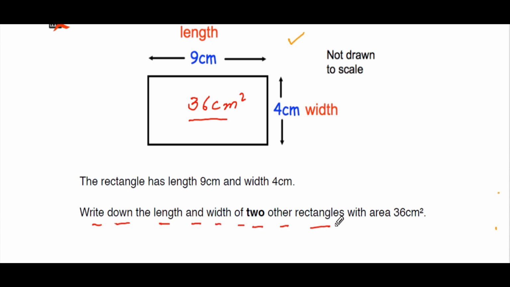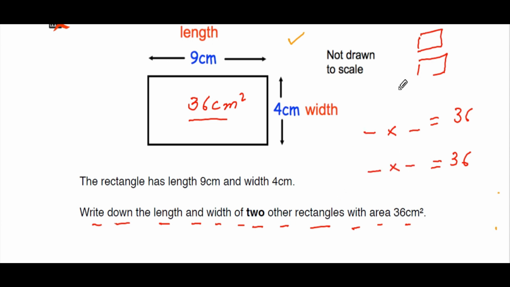What do we mean by that? We need to find two other rectangles with an area of 36 centimeters squared. It means the area should remain the same. The area is not going to change, but we need to change the length and width.